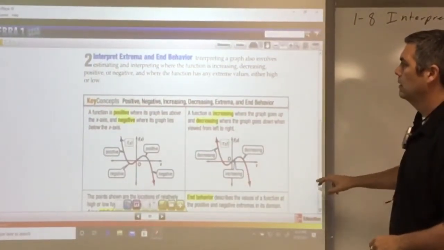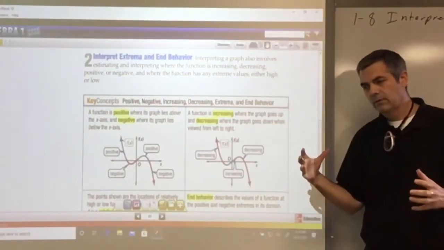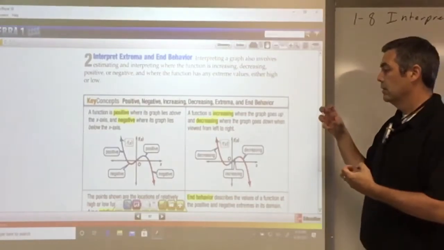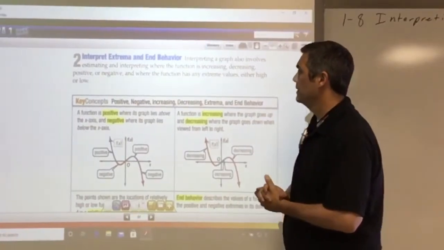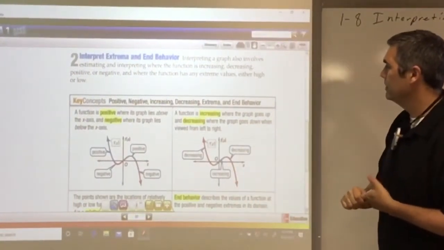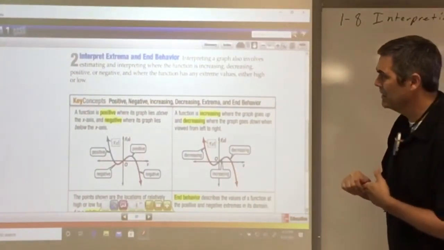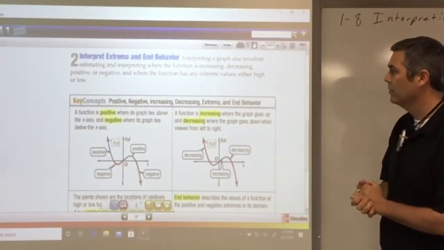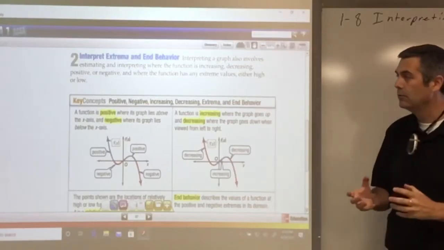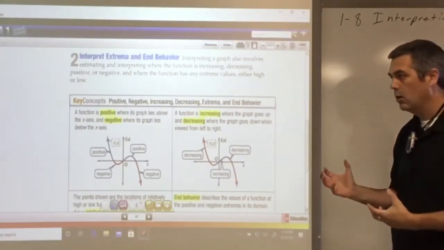All right. Now I'm going to give you a whole bunch of different information. Pay attention really closely to this because you're going to see this. Interpret extrema and end behavior. Interpreting a graph also involves estimating and interpreting where the function is increasing, decreasing, positive or negative, and where the function has any extreme values, either high or low.